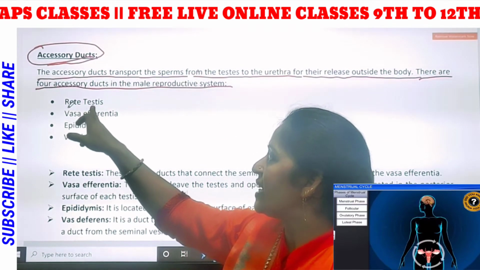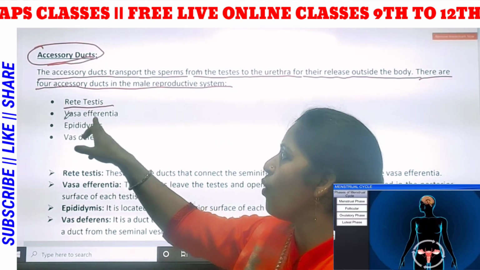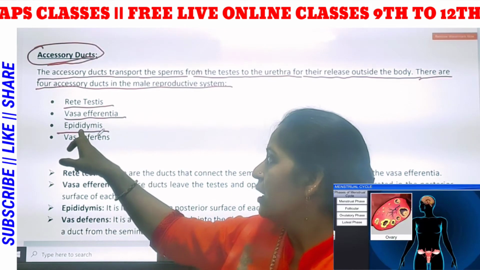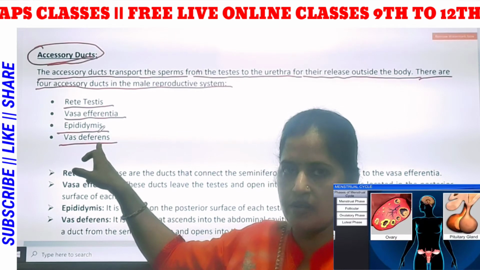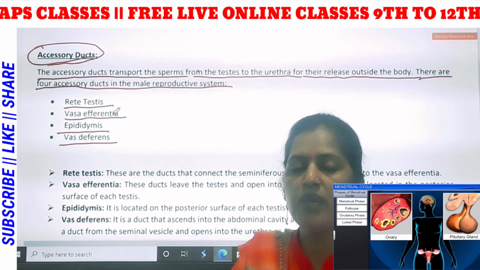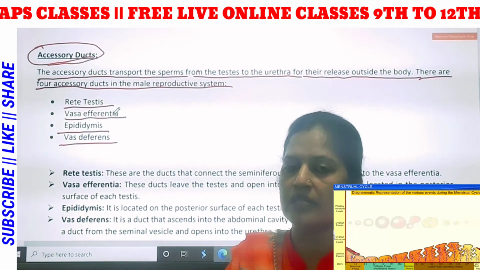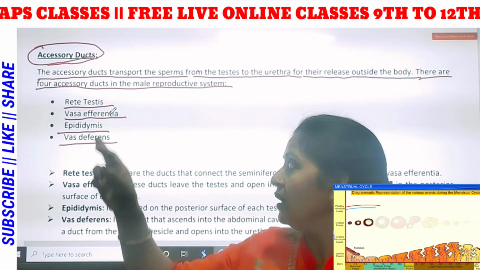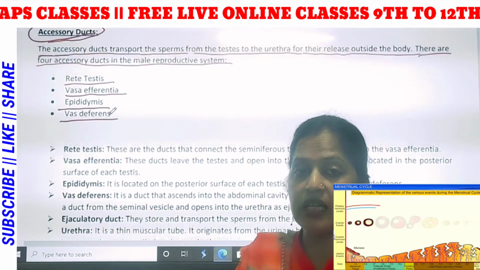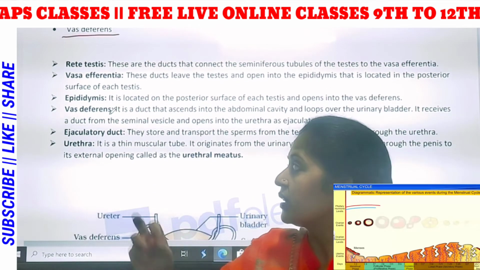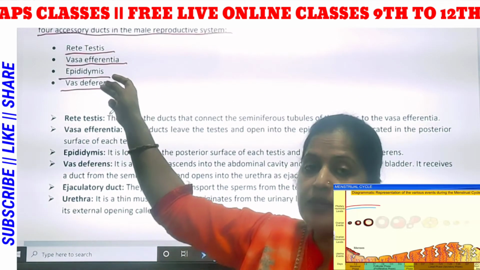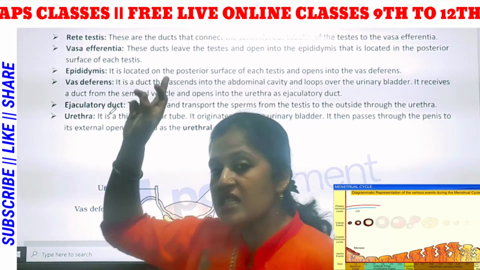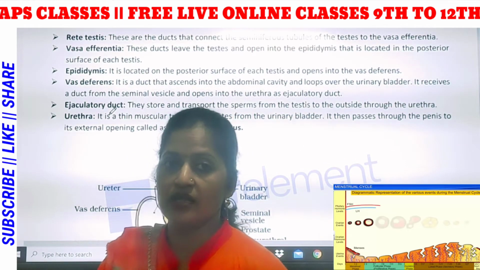First is the rete testis, second is the vasa efferentia, third is the epididymis, fourth is the vas deferens. That means our 4 major types of accessory ducts that are involved in the male reproductive system. First is the rete testis, second is the vasa efferentia, third is the epididymis, and the fourth one is the vas deferens. So let us start with the rete testis.